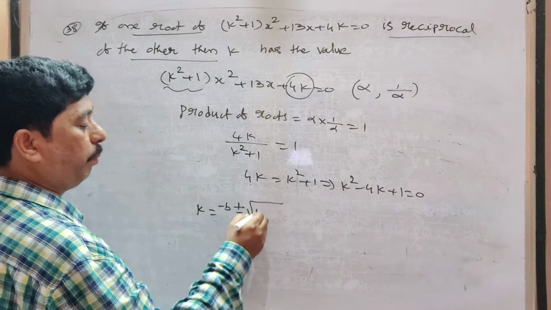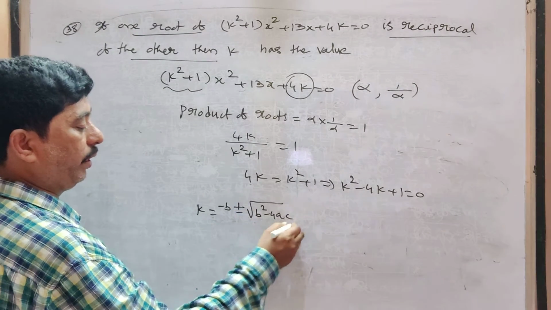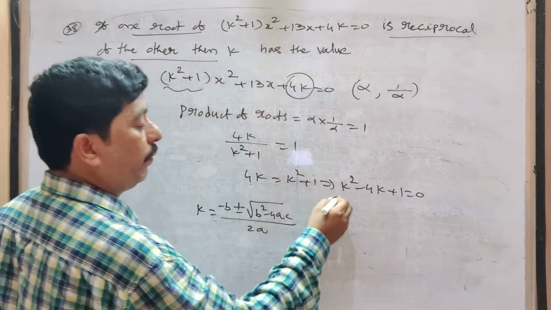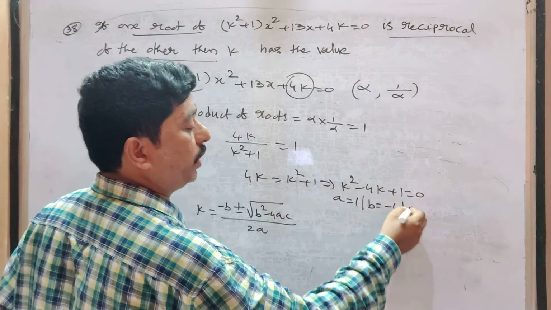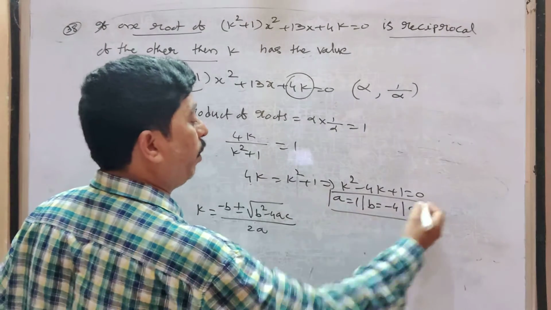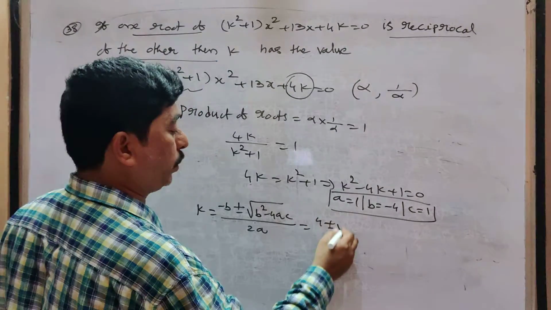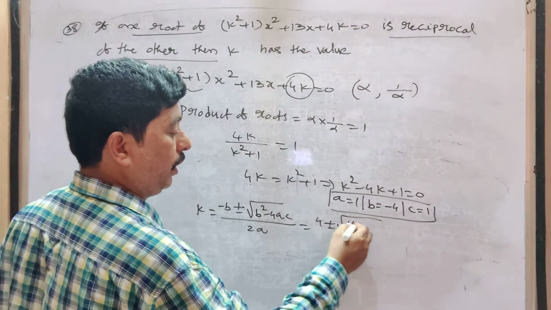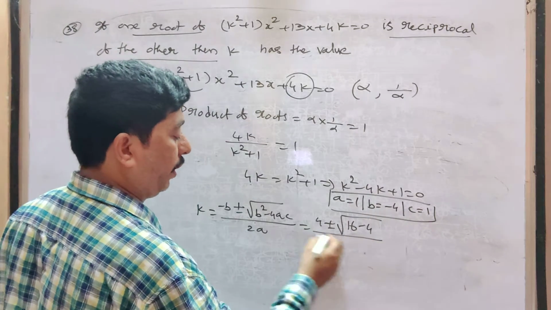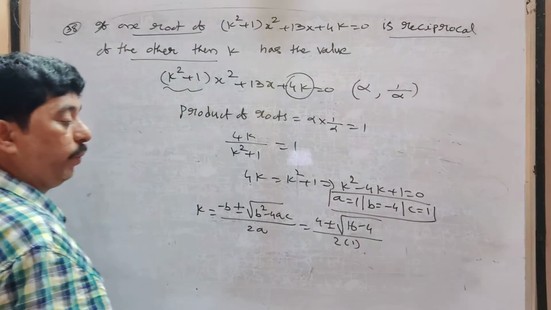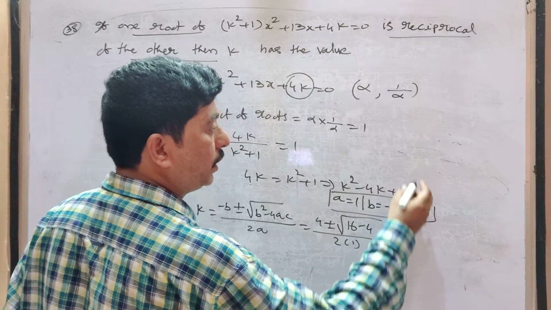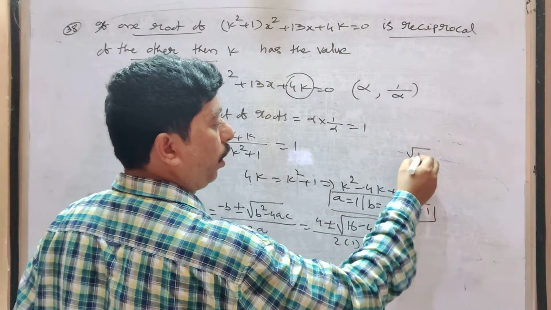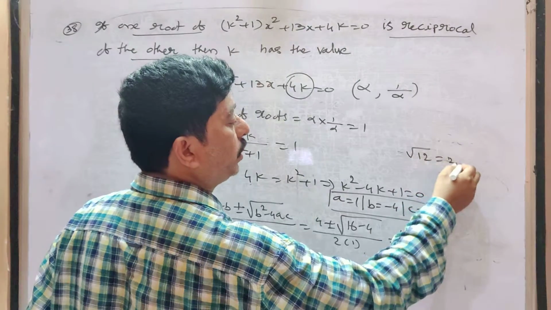Plus or minus root of b square minus 4ac by 2a. A value is the coefficient of k square, 1. B value is the coefficient of k, minus 4. C value is 1. Substituting in the formula, we get k equal to 4 plus or minus root of b square, that is 16, minus 4 into 1 into 1, by 2 into 1. We get k equal to 4 plus or minus root 12. Root 12 means 16 minus 4 is root 12. 12 means 4 into 3, that is 2 root 3.